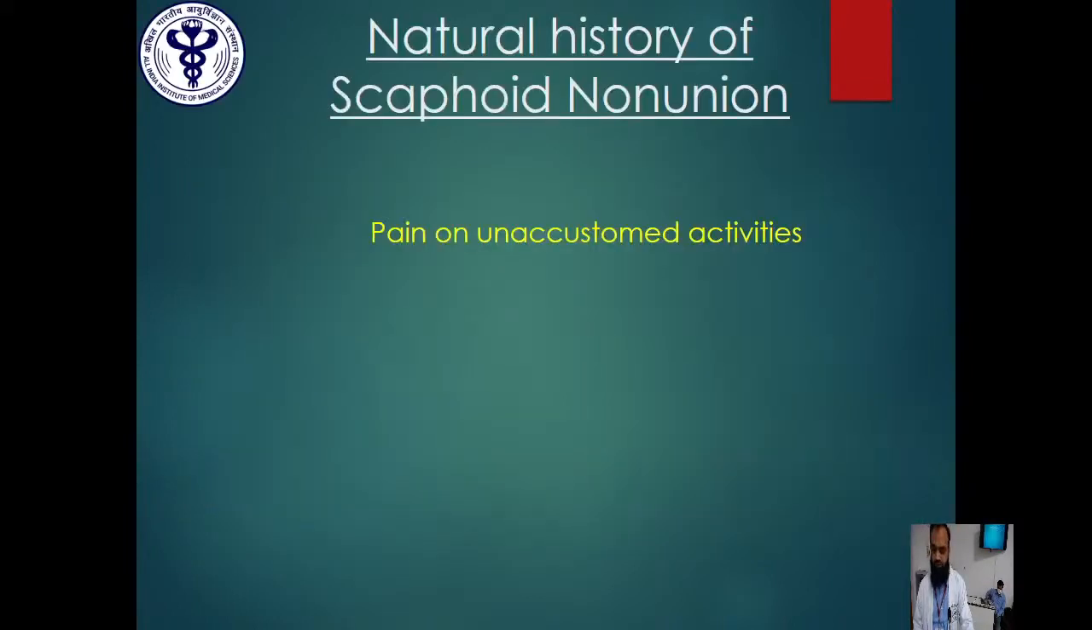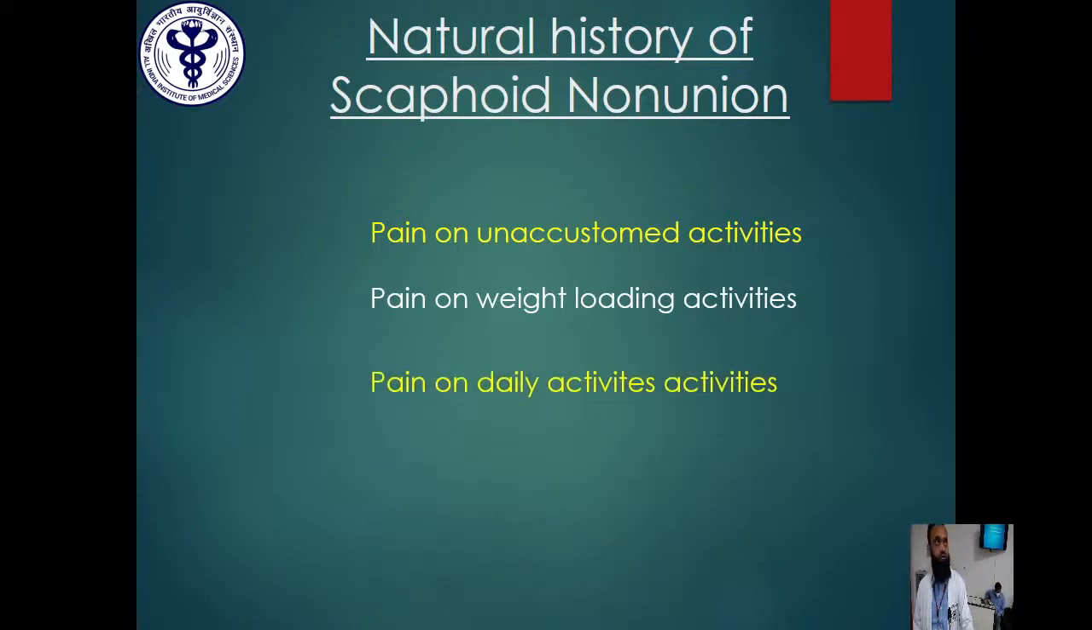Basically, if the scaphoid is fractured, initially a patient will have pain on unaccustomed activities, sometimes just like playing tennis or lifting heavy weights or golf, taking a ball from the tee. If the patient is not treated, then he will have pain on weight-loading activities. And if surgery is not done even now, then the patient will have pain in daily activities like brushing teeth, combing hair, just putting on clothes. And if arthritis develops after 8 to 10 years, then the patient will have pain at rest. So treatment is essential for these injuries.